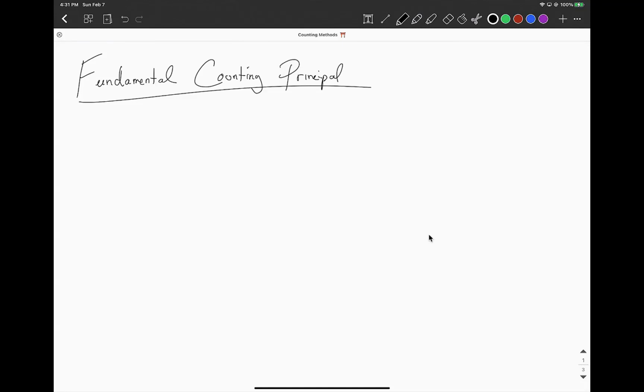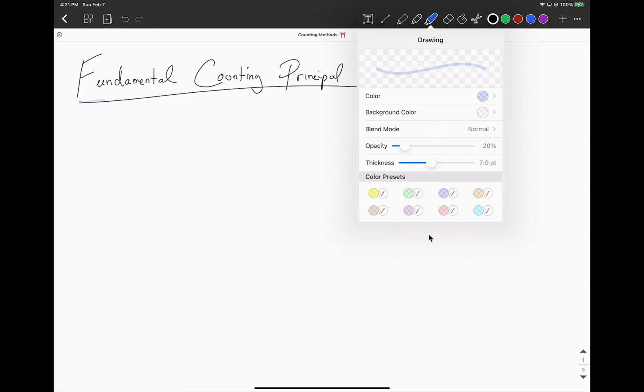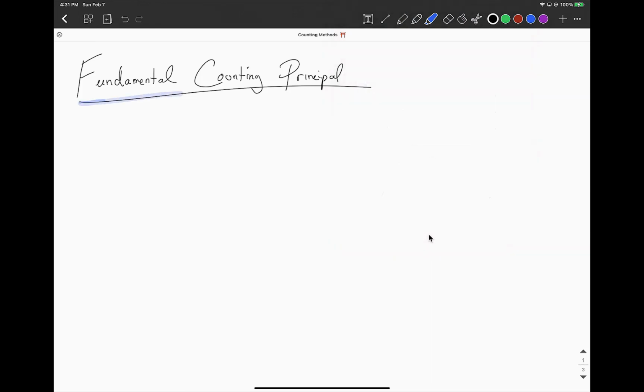Well, welcome to Counting Methods. Topic one starts us off with something very, very useful. It is called our fundamental counting principle. This is going to be kind of the cornerstone, the foundation of everything we do in this unit.